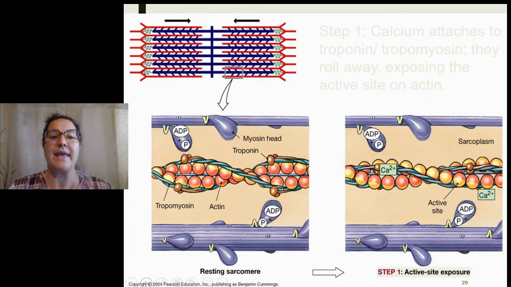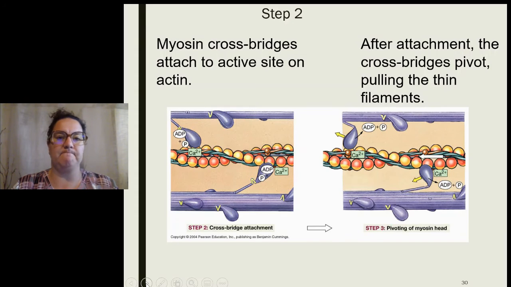Step one, calcium attaches to the troponin tropomyosin, and then it rolls away, exposing the active site on the protein. We can see this between the first picture and the second picture, where now calcium has bound, exposing the active site on the actin. Now, step two, the myosin cross bridges attach to the active site on the actin, and then pull back on the actin, sliding it towards the center of the muscle cell.